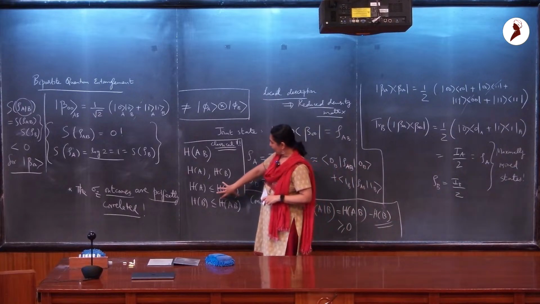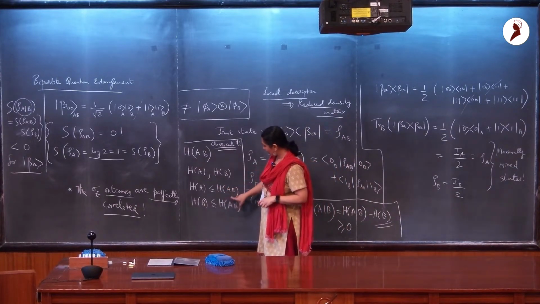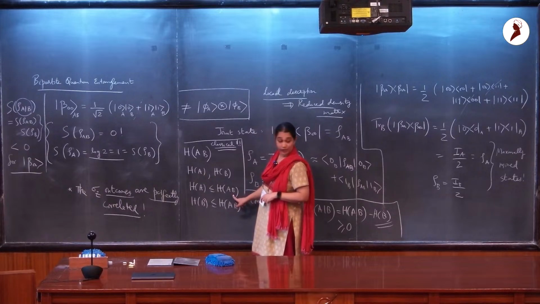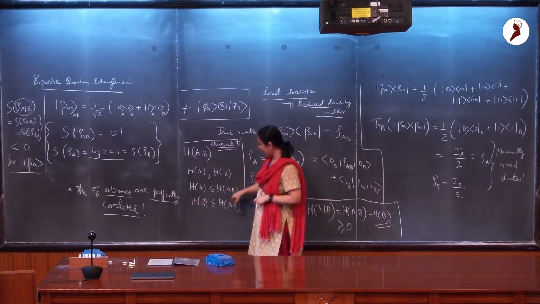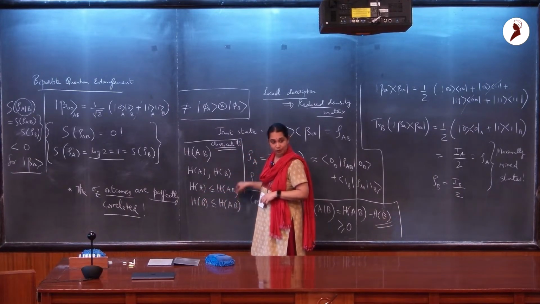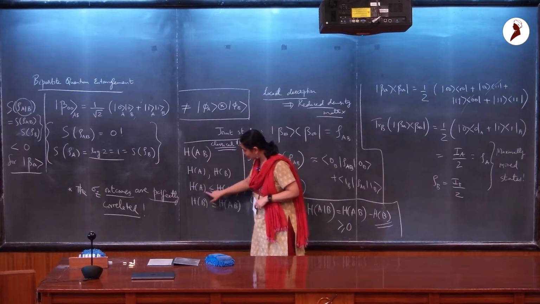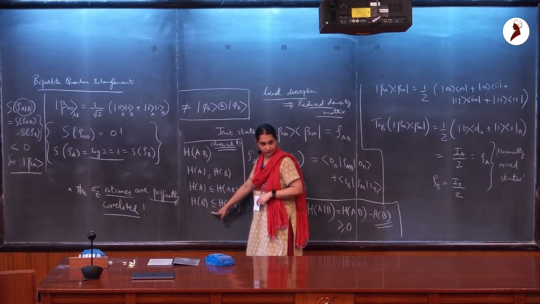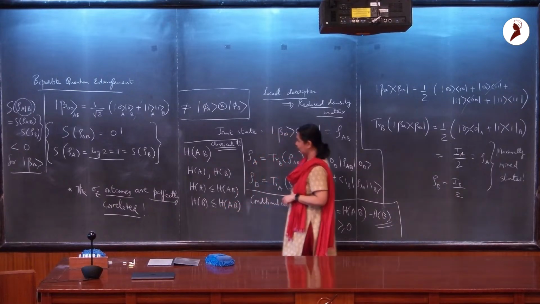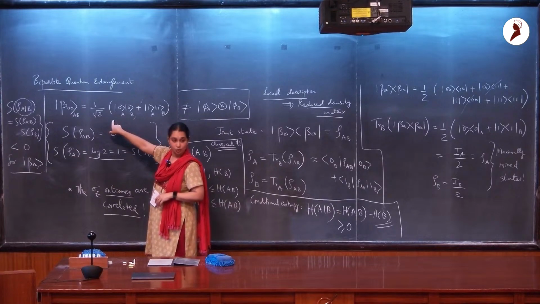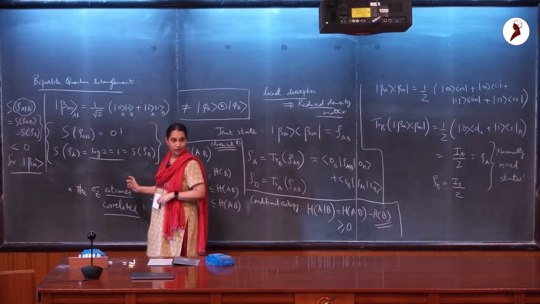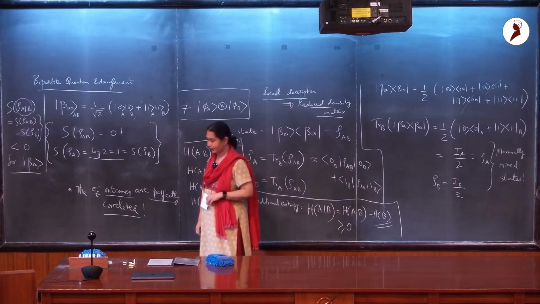So I'm saying that if I have this joint random variable AB, then I cannot be more uncertain about the individual ones than about the joint. My uncertainty about the joint is greater than my uncertainty about the individual ones. Okay? Whereas in the quantum case, it's possible that my uncertainty about the joint is actually lesser than my uncertainty about the individual parts. Okay?